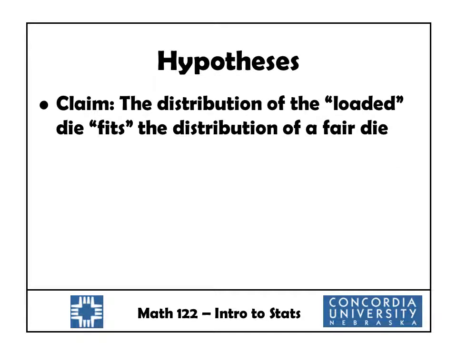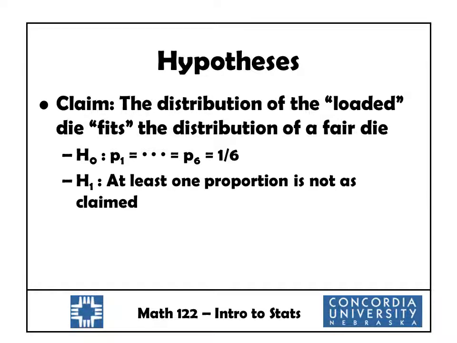Okay. So again, our claim is that the two distributions fit each other. Well, our claim in mathematical notation is going to be the same as our null hypothesis. It's the claim that P1 equals P2 equals ... P6 equals 1/6. Claim is that all of those proportions are equal and they all equal the number 1/6. Again, we're saying that those outcomes occur with equal frequency, 1 divided by 6, because we have 6 different outcomes. So in this type of claim, our claim and our null hypothesis are always the same.